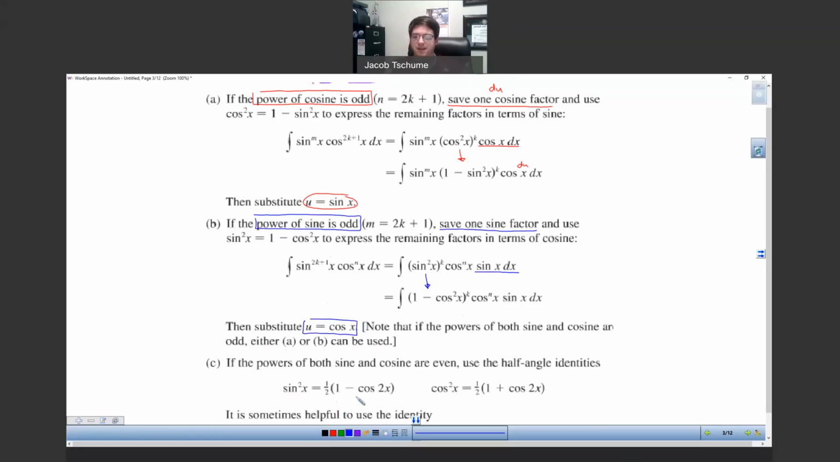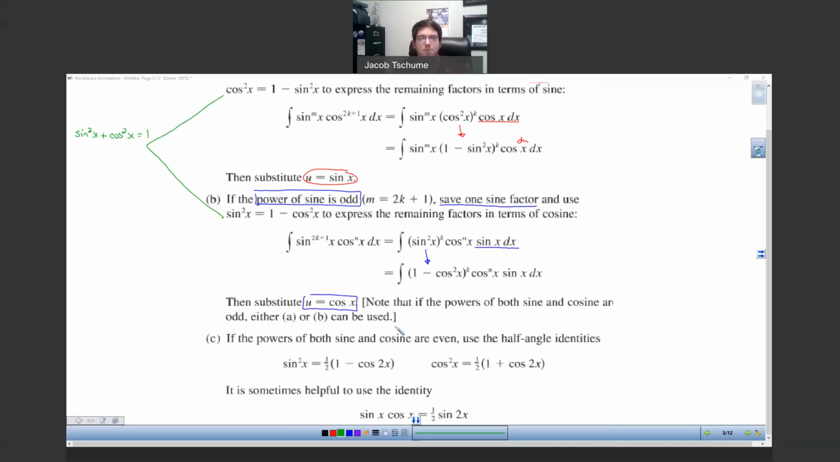Now, some people may be thinking, where do these identities come from? So where does this one and this one come from? Well, if you remember back in trig, there is a Pythagorean identity that sine squared plus cosine squared is 1. And then rearranging the terms of this Pythagorean identity equation, that is where these two variations of identities you're going to substitute come from.